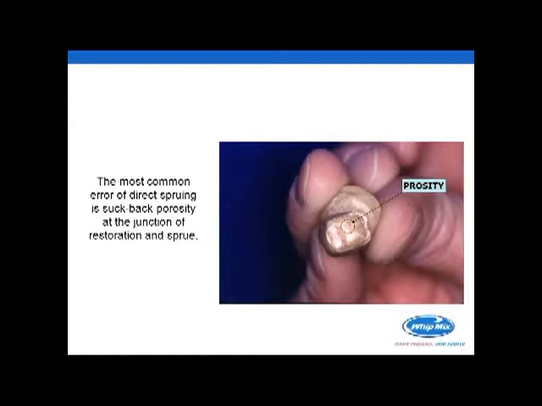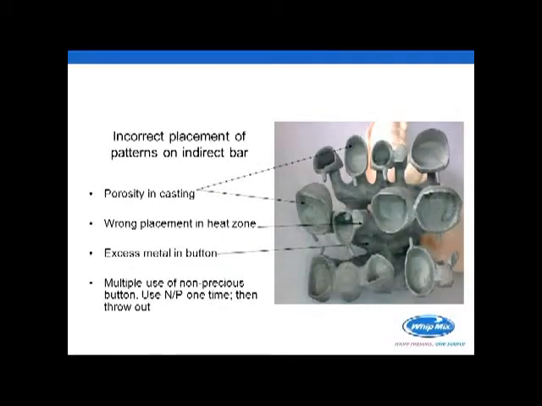All right, here's another good example of incorrect placement. If you look where these arrows are pointing, you can see porosity all through this alloy. This was placed wrong in the heat zone. You'll notice we have patterns all over the place. If you were to turn this and look at it from the side, you could see that those in the center are higher in the zone. Those on the outside are lower in the zone. You also have multiple units that are stacked up, so you've got a lot of metal mass going on there.